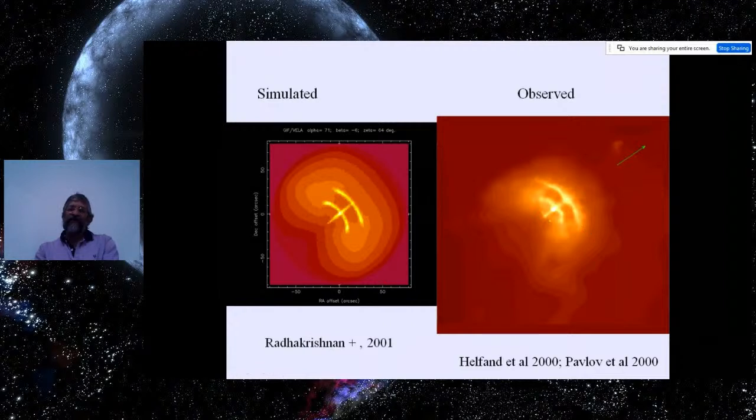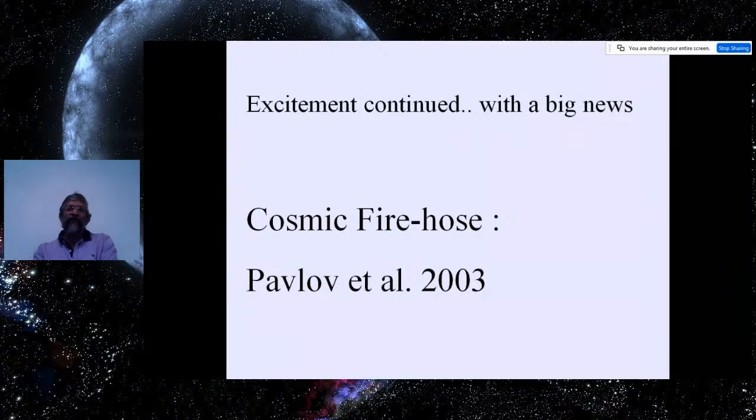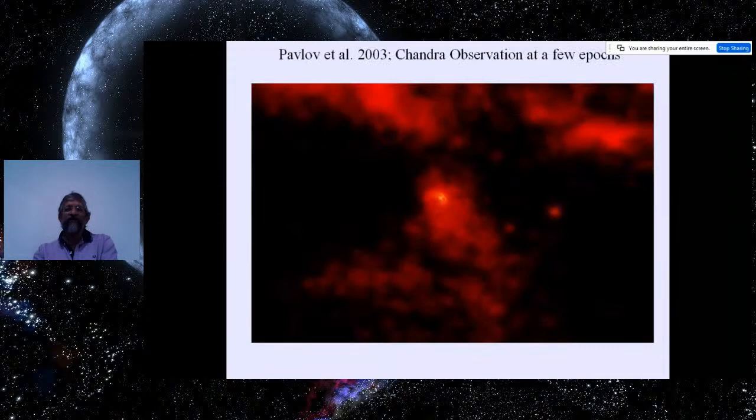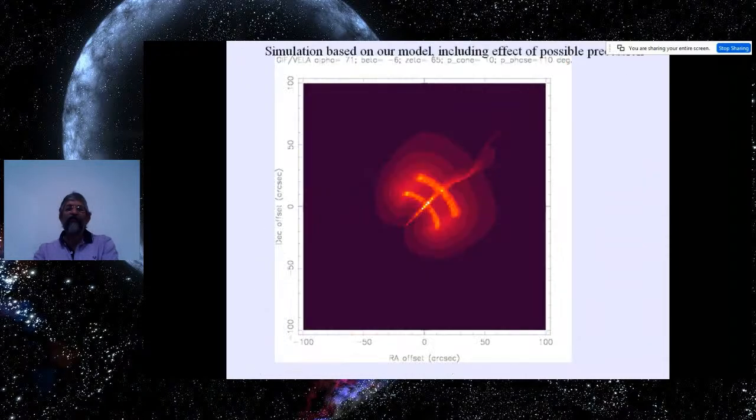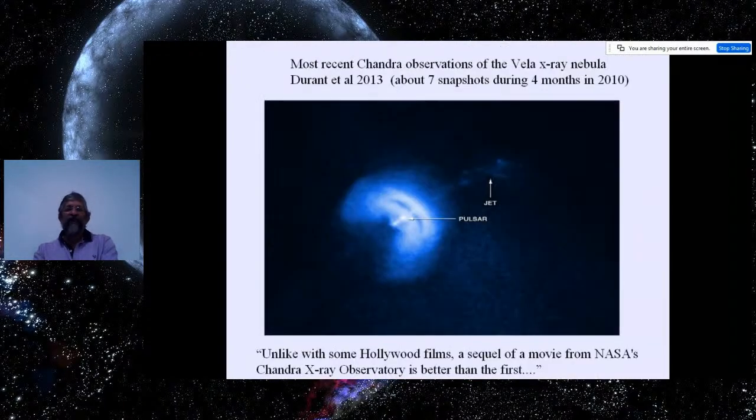produced by the radiation, which is the result of particle flow, relativistic particle flow from this. So excitement continued, and one has also detected precession in this case of this pulsar, which I will not go through unless there are any questions.